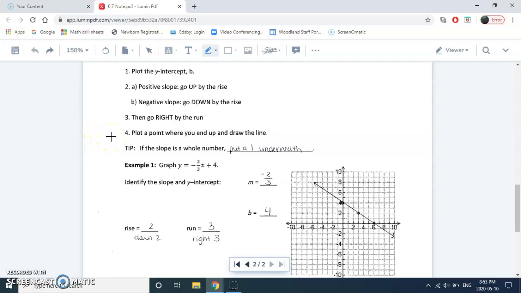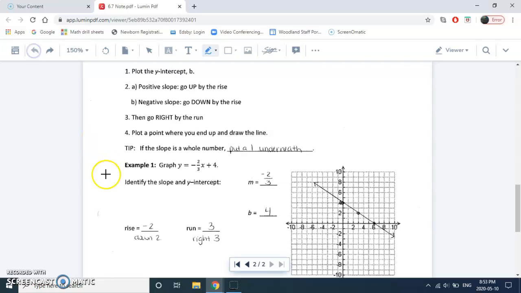The next thing we're going to do is plot a point where you end up and draw the line. So we're going to draw a few points on there. That way we can have a good line there, and we can draw it and continue that line out as we go. A tip for you is that if the slope is a whole number, what you're going to do is put a 1 underneath that. So if our slope is 3, we need to make sure we put it over 1. Okay, we need to have that fraction so that we have our rise over run. And what that means is we would go up 3 and right 1.